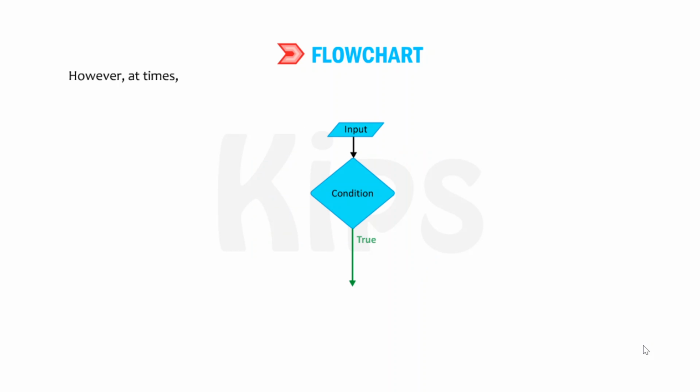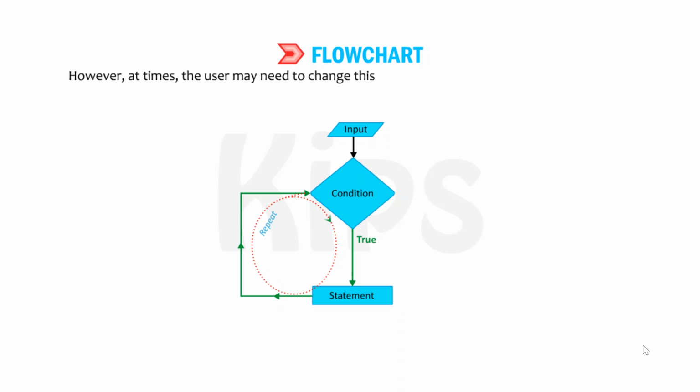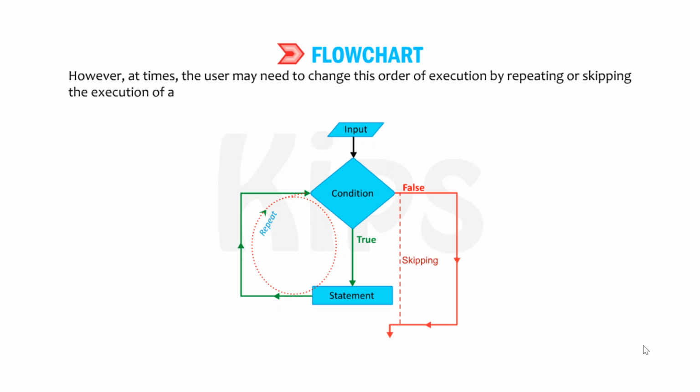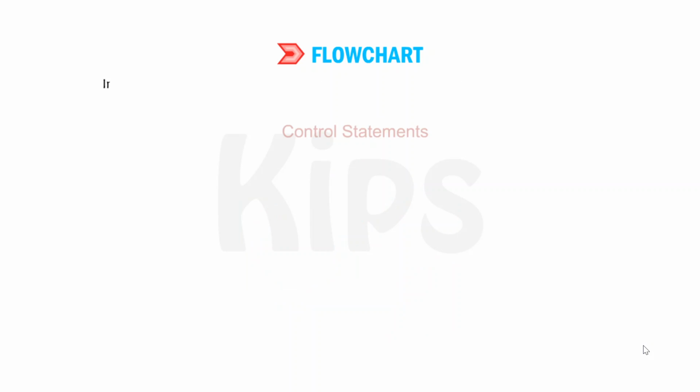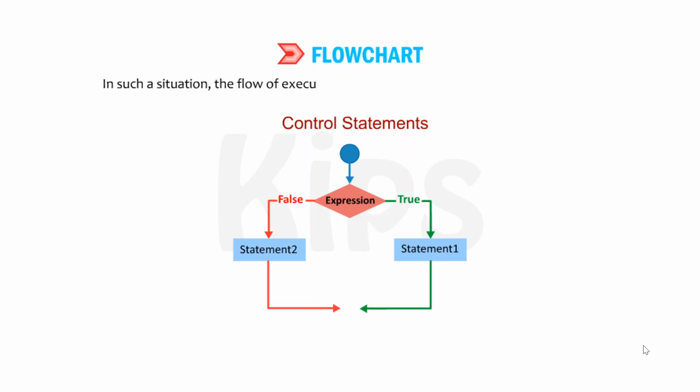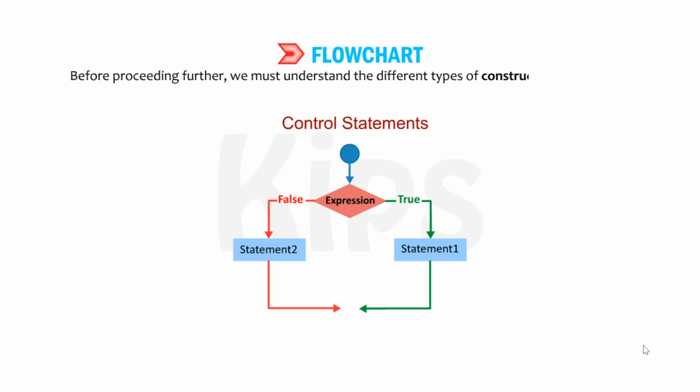In a computer program, statements are generally executed in a sequential manner. However, at times, the user may need to change this order of execution by repeating or skipping the execution of a few statements, subject to a given condition. In such a situation, the flow of execution is altered by the use of control statements. Before proceeding further, we must understand the different types of constructs or statements in programming that govern the flow of the control of a program.